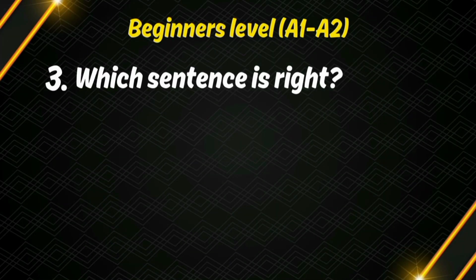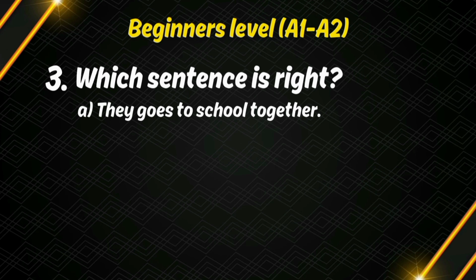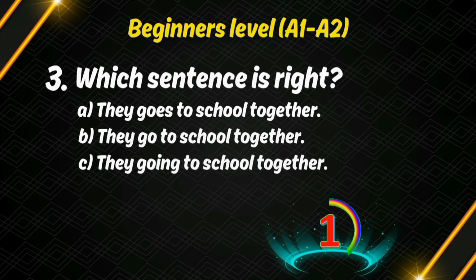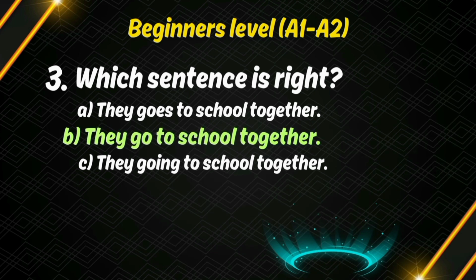3. Which sentence is right? A. They goes to school together. B. They go to school together. C. They going to school together. The correct sentence is, they go to school together.